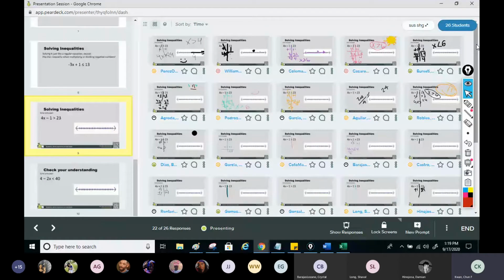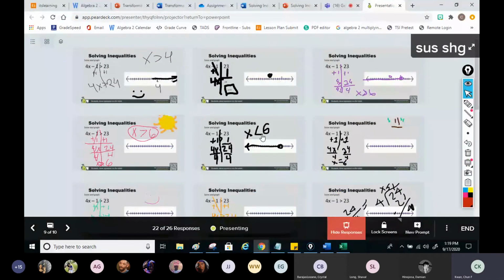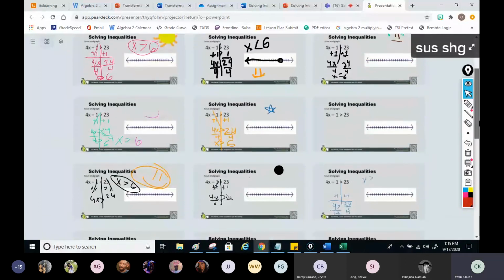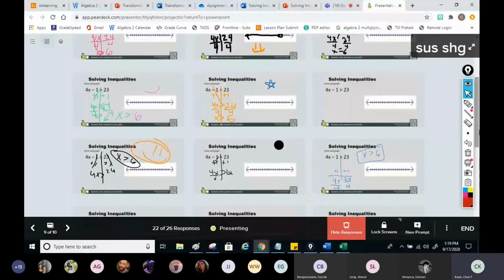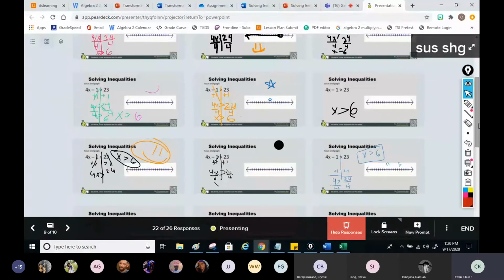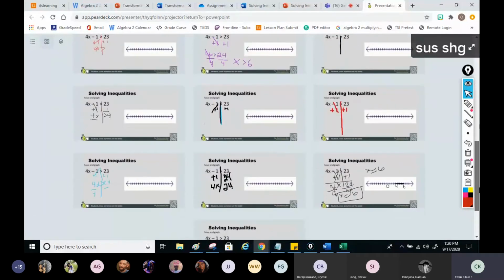Okay, good. I'm already seeing someone flipping the sign even though you don't need to. So you only flip the sign when you are multiplying or dividing by a negative number. If you are not dealing with a negative number, there is no need to flip the sign. Okay. All right. Wow. A lot of you guys got it. That is fantastic. Awesome. This is pretty good.